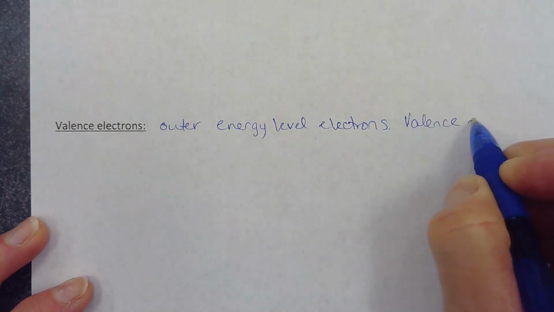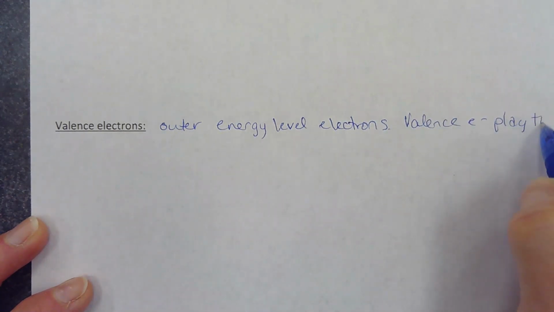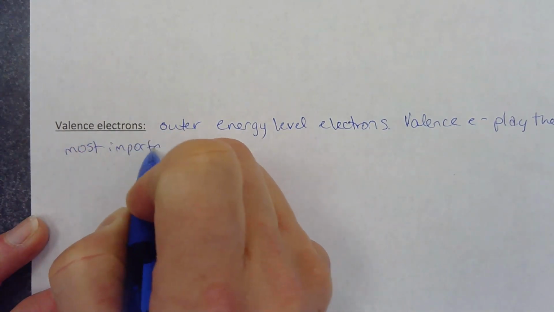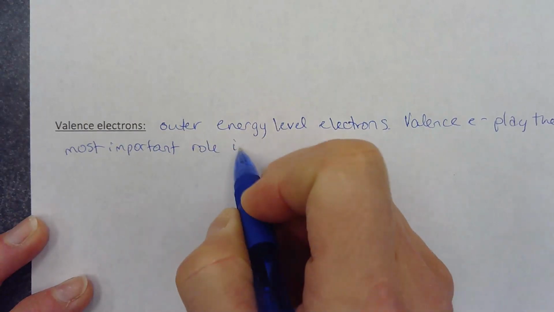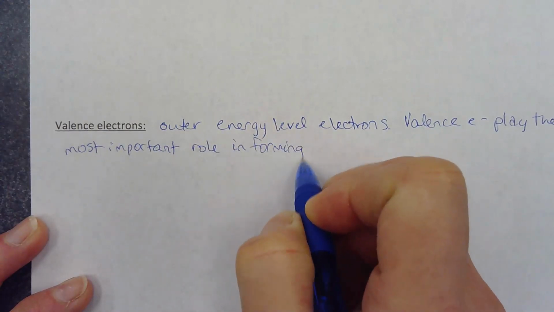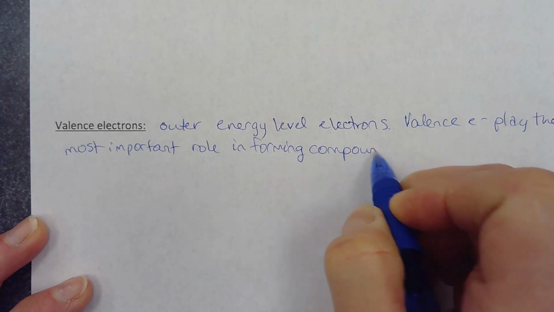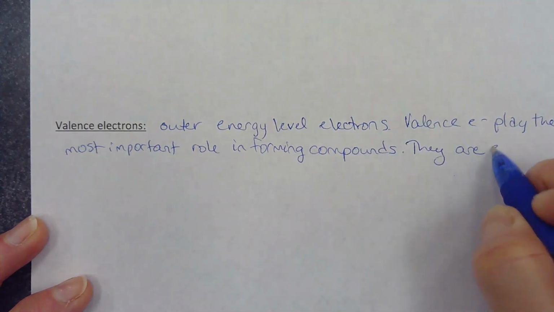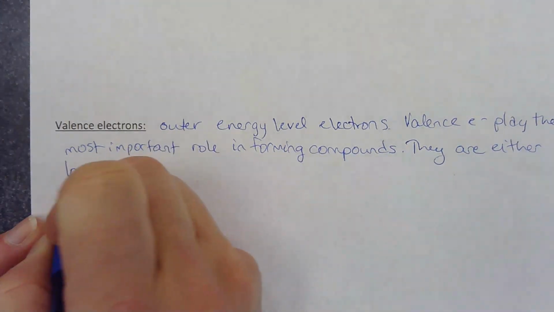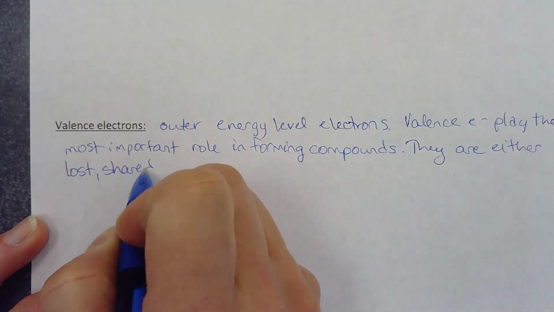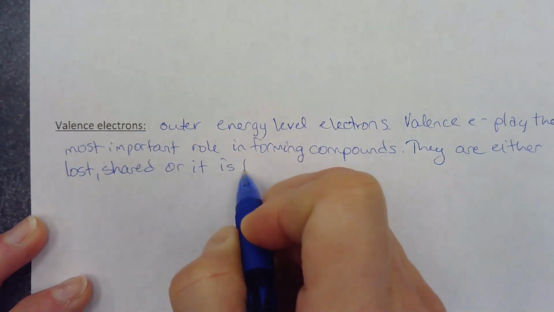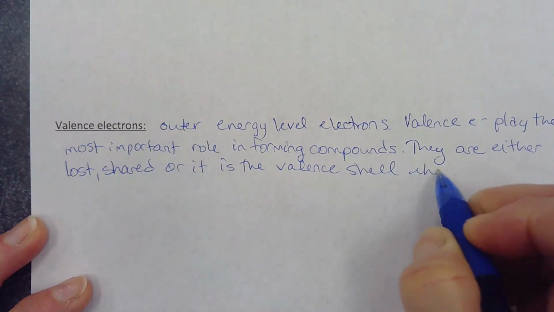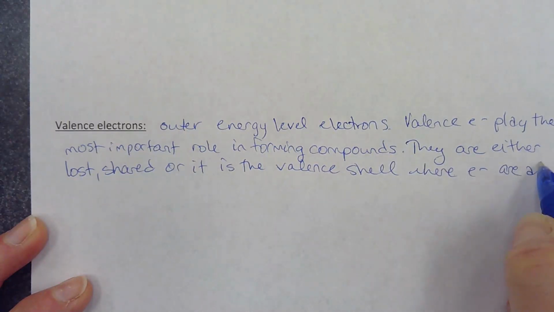Valence electrons play the most important role in forming compounds. They are either lost, shared, or it is the valence shell where electrons are added.